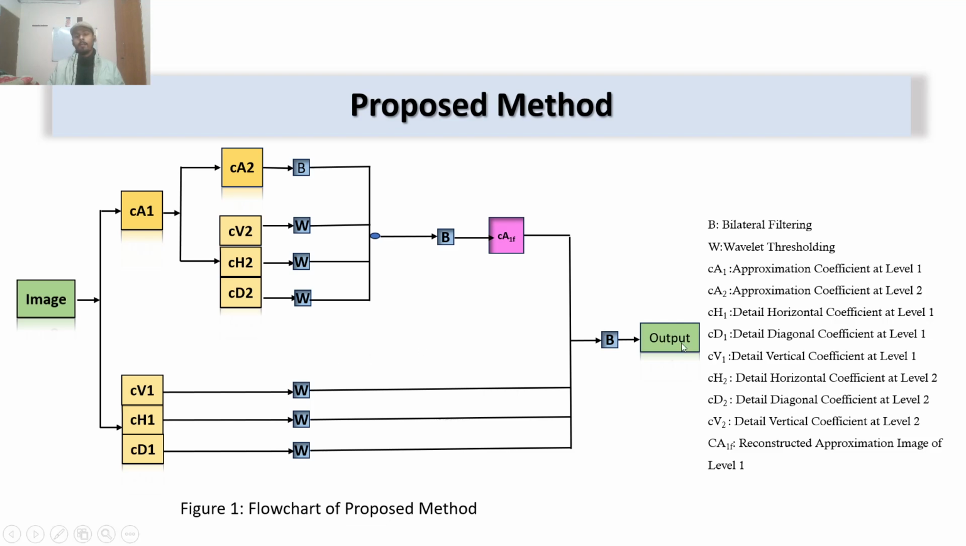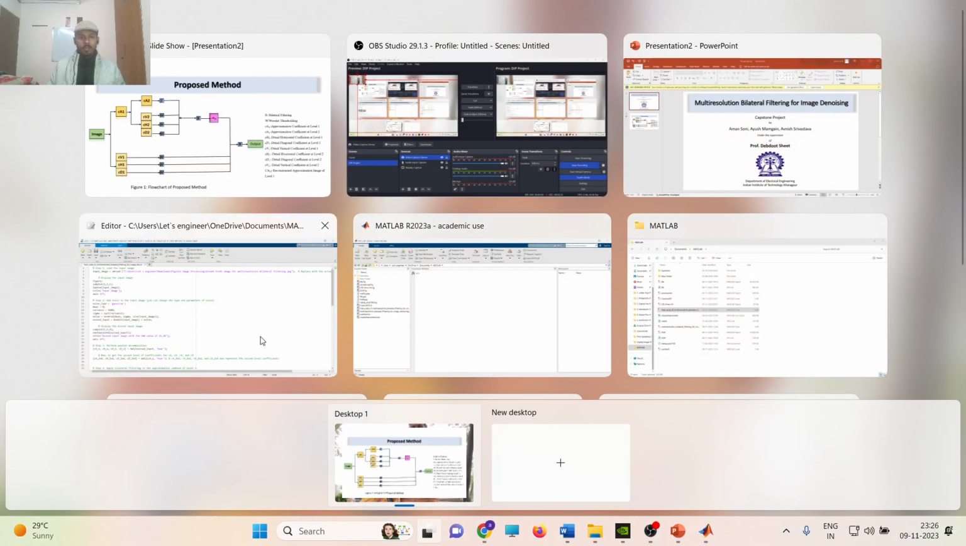And in this way, we get our output, which is a denoised image. So keeping this process in our mind, let's jump to see how the code works.